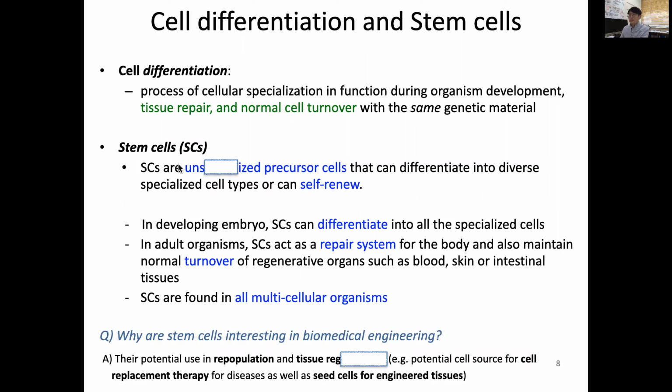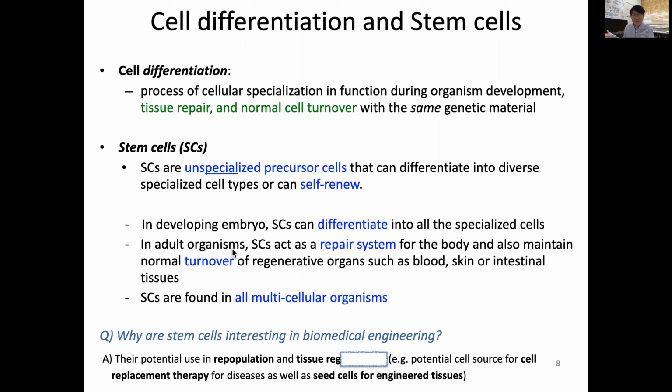And stem cells are unspecialized precursor cells that can differentiate into diverse specialized cell types, or they can self-renew. So for example, in a developing embryo, stem cells can differentiate into specialized cells. So that's great. And in adult organisms, like us, we are already adults.